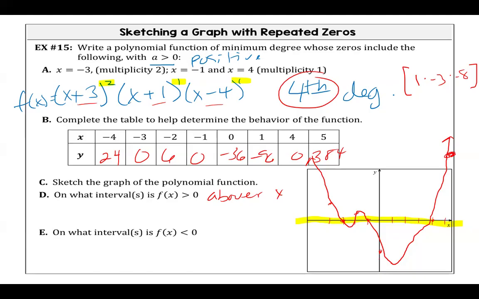When you see f of x is less than 0, you're asking yourself, when are you below the x-axis? When you're above and below the x-axis, that means your y values are either positive or negative. So if I'm above the x-axis, my y values are positive. If I'm below the x-axis, my y values are negative. So it's asking from when to when do you get positive and negative y values. Make sense?